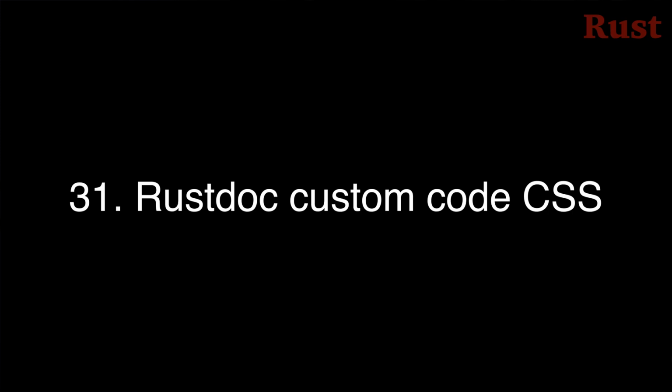Cool. Number 31, documentation comments now have syntax to specify that code in triple backticks should use custom CSS styling that you will provide in a separate file. See the link in the description below for more details if you're interested, because this is a Rust video, not a web front-end video, and I am not going to talk about CSS.